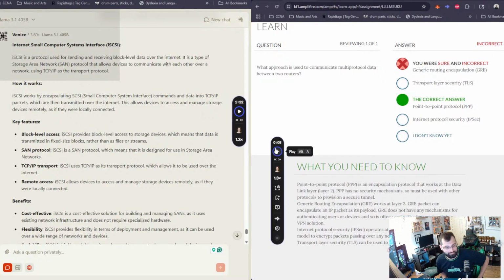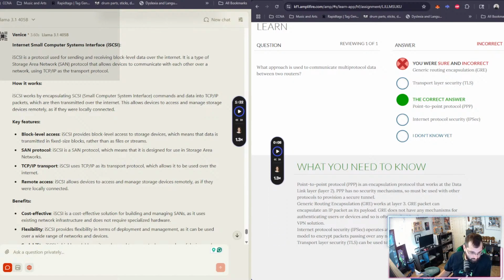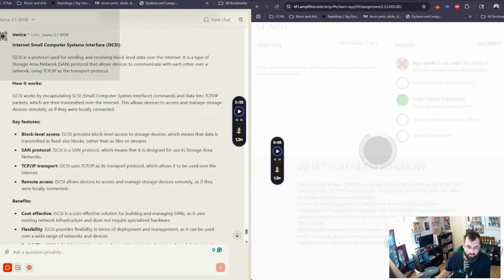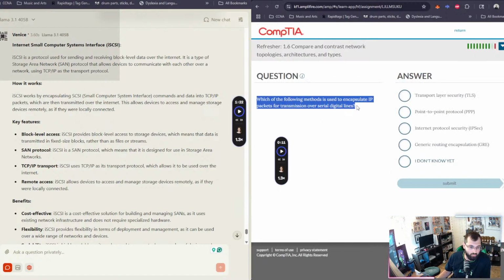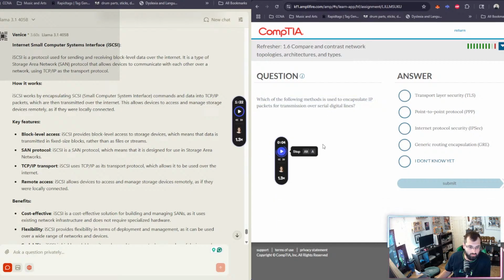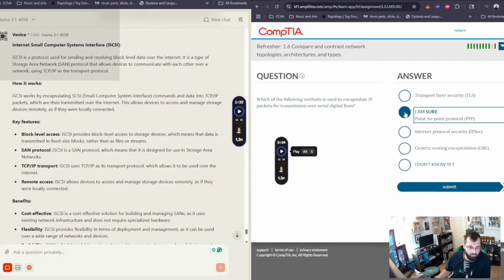This is good. A protocol operating at layer 3 of the OSI model that encrypts packets passing over the network. There's so many moving parts, man. Which of the following methods is used to encapsulate IP packets for transmission over serial digital lines? PPP.